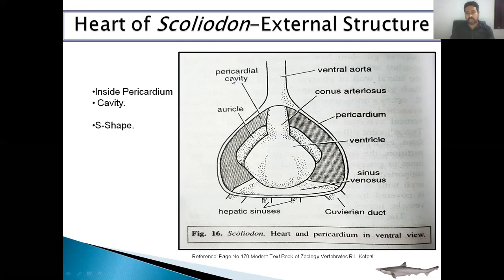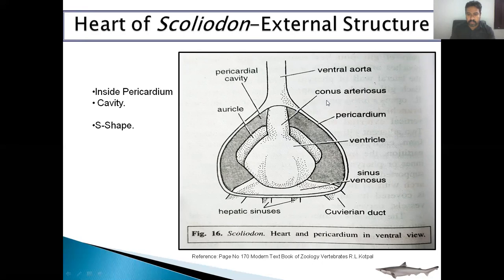And the heart is two chambered. That is, there are two primary chambers. One is the auricle, and the second is the ventricle. This heart is S shaped. In the case of Scoliodon, the heart is letter S shaped, and it is made up of two primary chambers, called the auricle and the ventricle. And there are two other accessory chambers, that is sinus venosus and conus arteriosus.